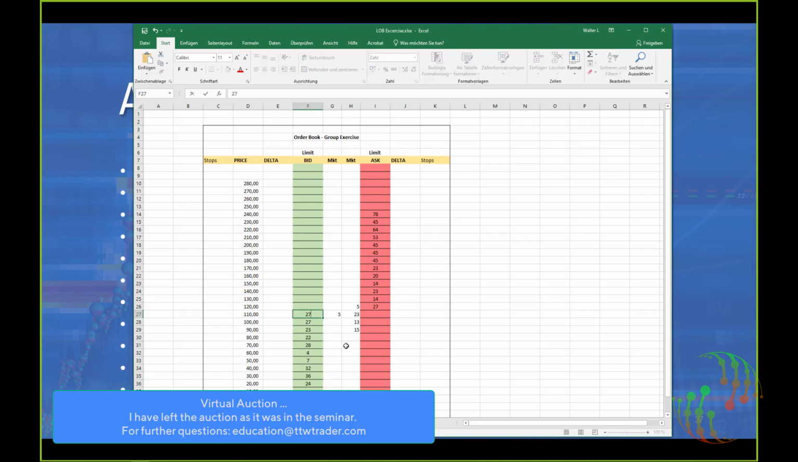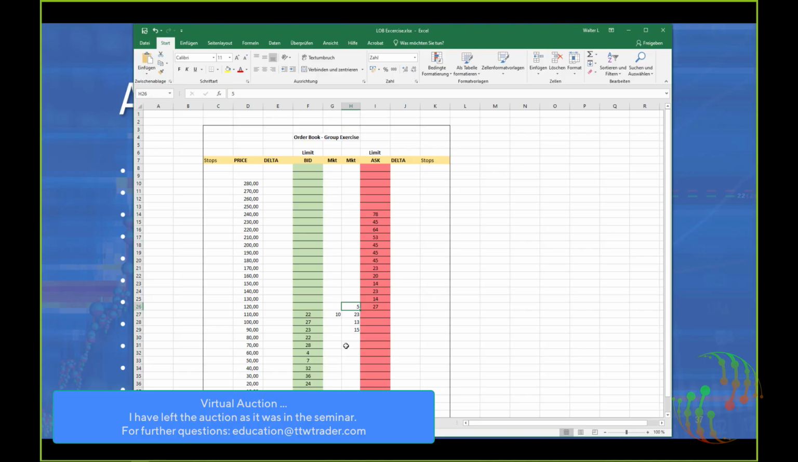So we still have 27 on the bid, and you got your contracts back, 5 contracts back. Please count this and do the math by yourself. You sold 5 contracts at 110, and Tom again 5 at 110. That means we have reduced the queue here. There are only 22 buyers, and we still have 27 sellers at 120. So buy 27 at 120.